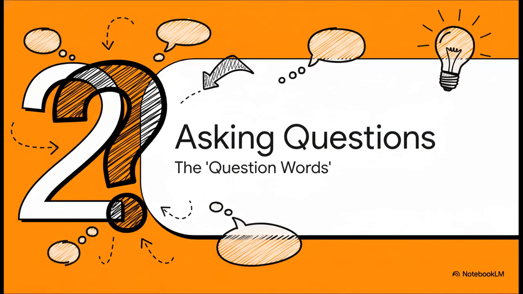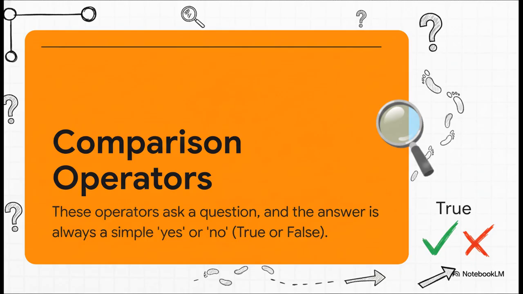So now that we know how to get code to do things, how do we get it to ask questions? Well, that brings us to our next category of operators, the question words. You can think of comparison operators as the little detectives inside your code. They don't perform an action themselves. They just compare two things and come back with a super simple answer, either true or false. And that simple yes or no answer, that's the foundation for all decision-making in programming.